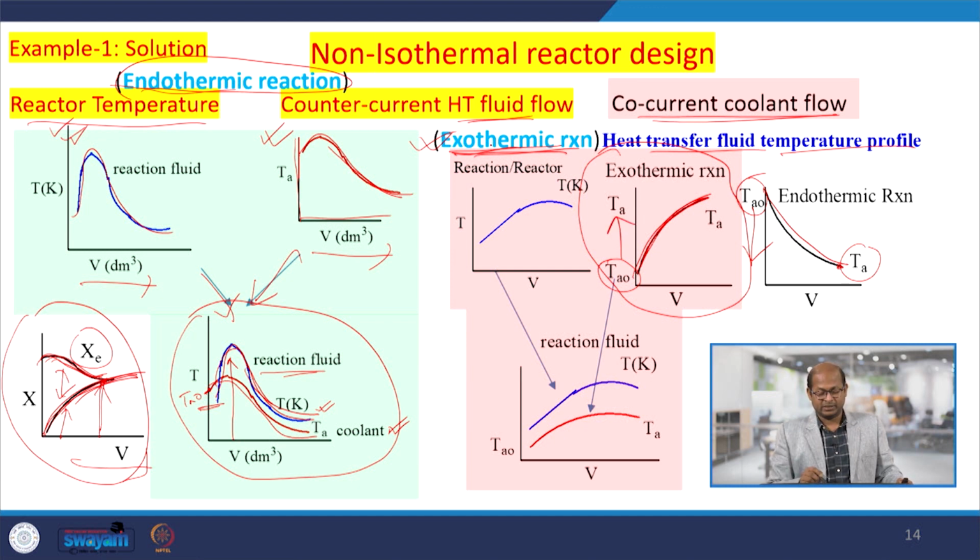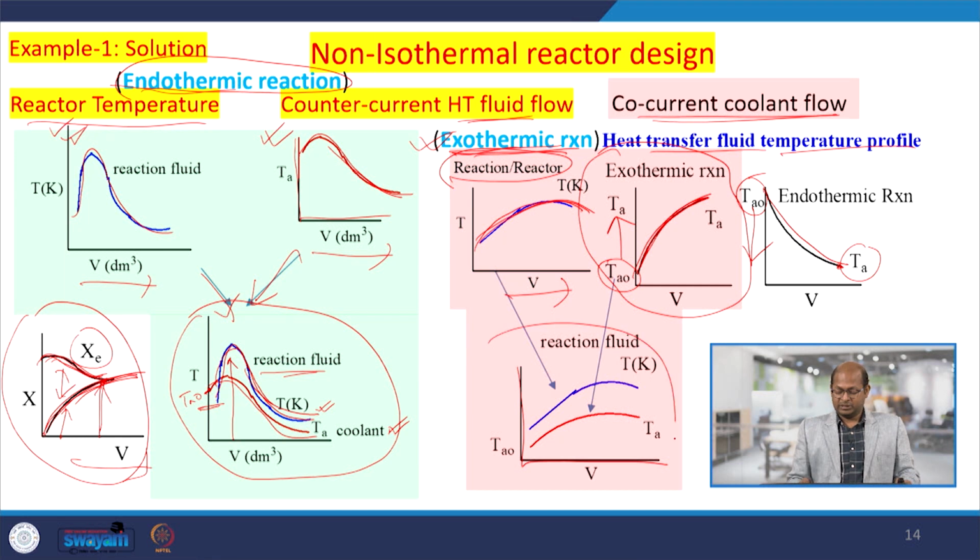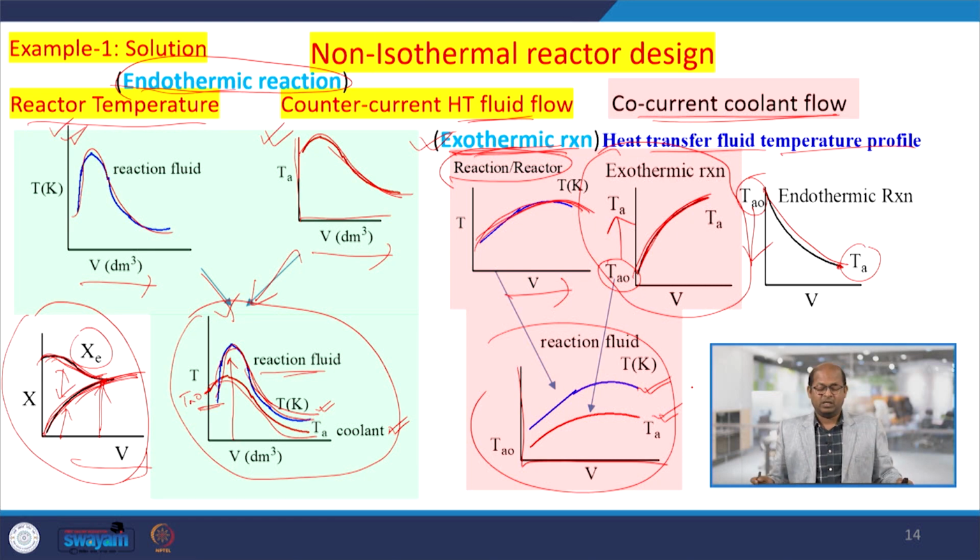The coolant temperature gradually falls in the endothermic case, and gradually increases in the case of an exothermic reaction. The reacting fluid temperature along the length would vary like this. Plotting both in the same diagram, this is the reaction fluid temperature and this is the coolant temperature. This way it would vary for exothermic reactions, and this is for endothermic reactions. So today is up to this. Thank you. We will discuss something else in our next class.